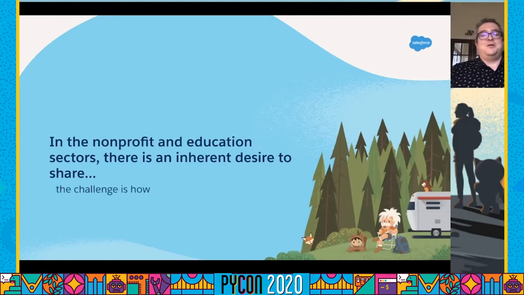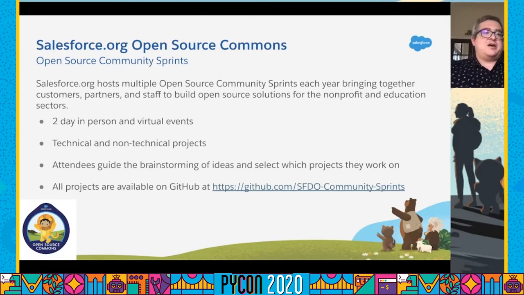But the real challenge is how to share these kind of technical solutions that are built. They have a lot of power for the organizations that make the investment in building them, but how do you share those solutions out with others in your sector? And our way of addressing that has been creating what we call the Salesforce.org Open Source Commons. And the Open Source Commons has two main components to it.